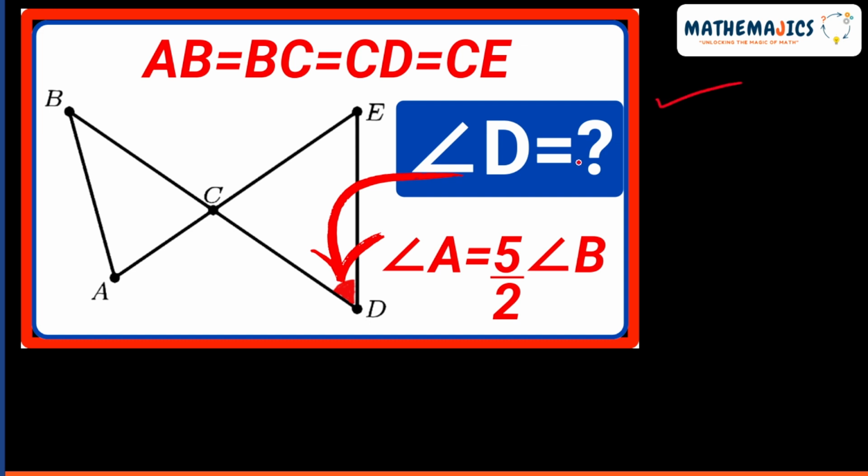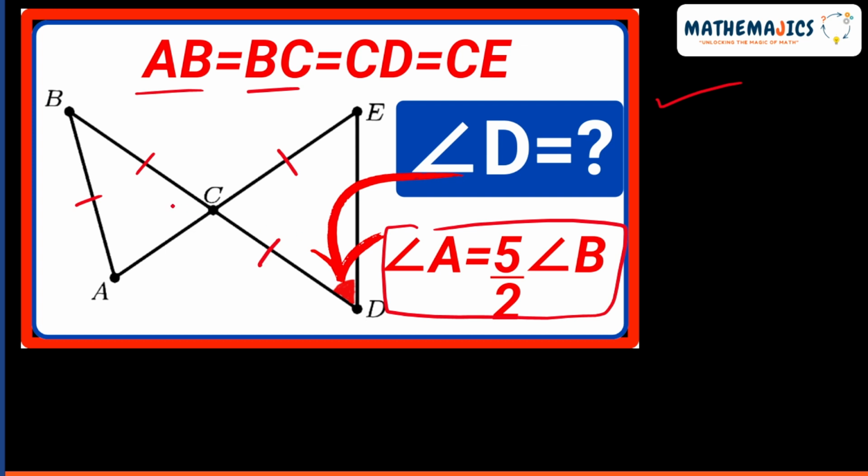We have this interesting geometry question today with us. Let's see how to do it. Here we are given a figure in which AB is equal to BC, CD is equal to CE. And it is also given that angle A is 5/2 of angle B. We need to find this angle D. Let's see how we can solve this question.